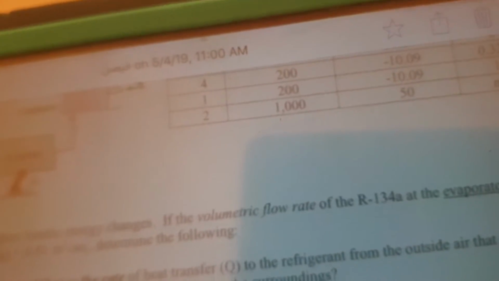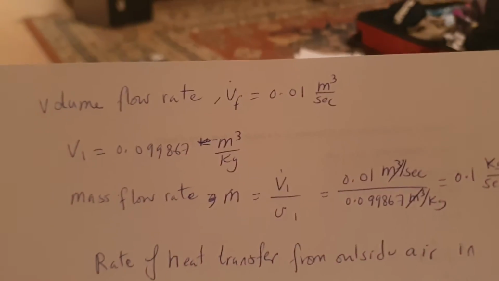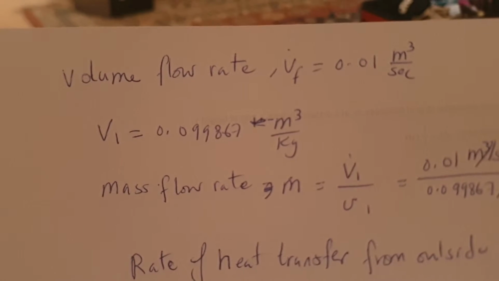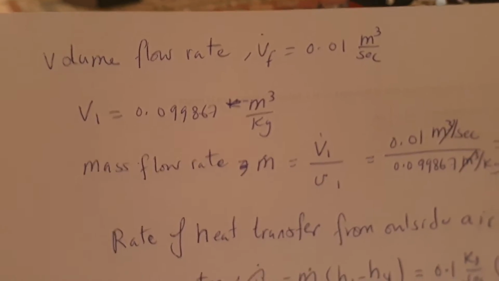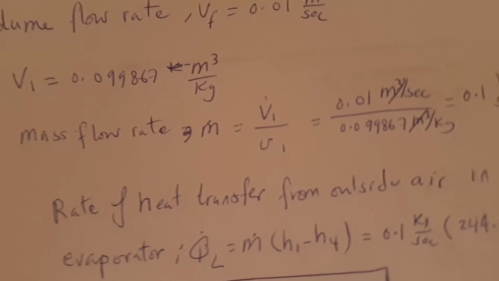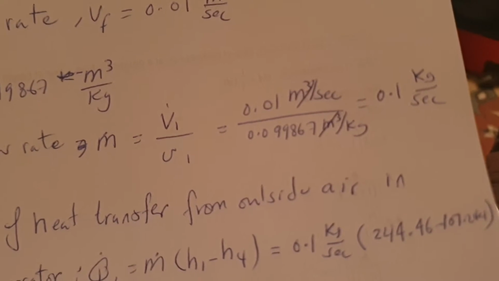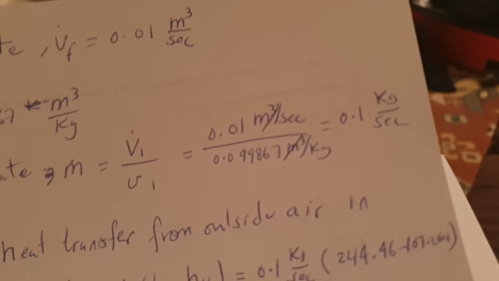So he gave you the flow rate, at the outlet of the evaporator. So you do it like this: 0.01 meter cube per second, and we found V1 before, 0.099867 meter cube per kilogram. So the mass flow rate is 0.01, that's what's given in the question, over 0.099867, and you're going to get 0.1 kilogram per second.